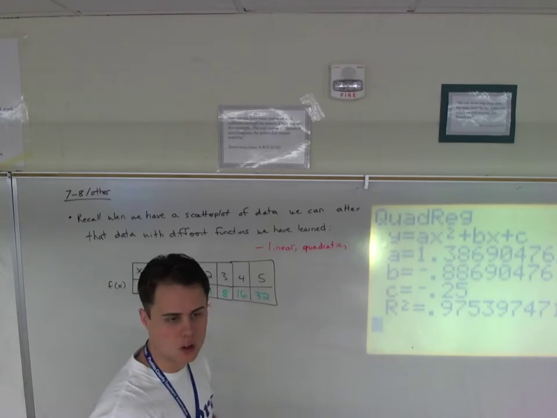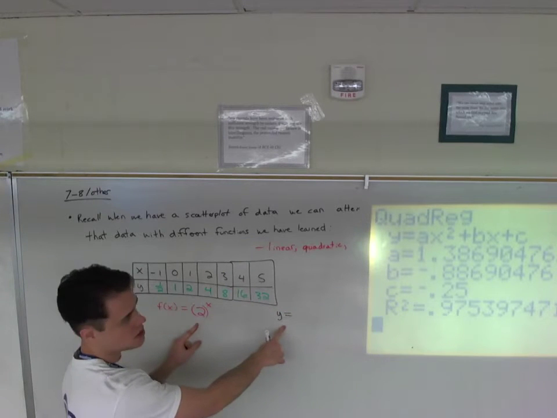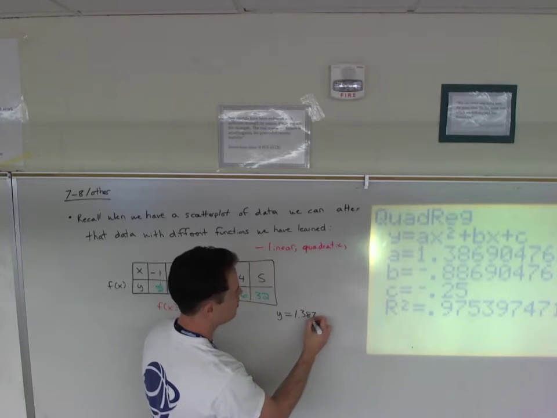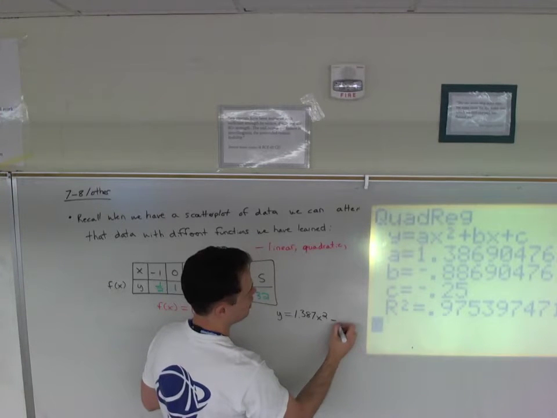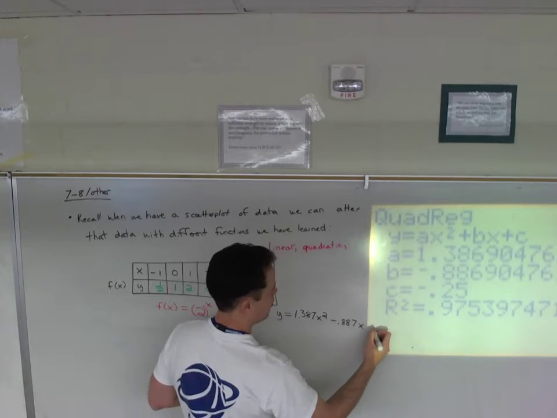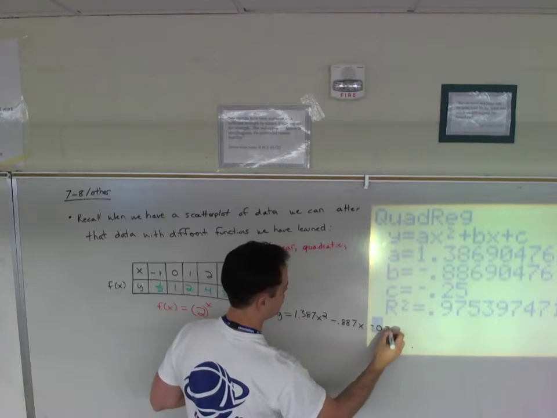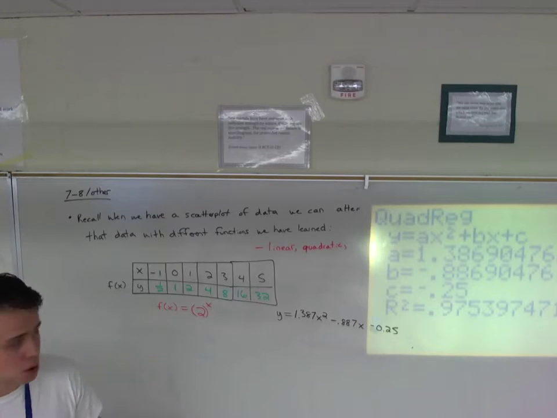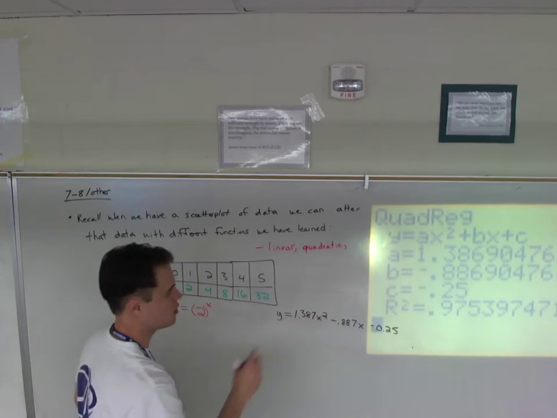Here's the model. Let's write down our model. So the model for quadratic is y equals 1.387 x squared, so that's a. And then b is negative, so minus 0.887 x, minus 0.25. There is the parabola that tries to fit this model. Now, if you wanted to see that, you could go put that in y equals and put it on the graph.